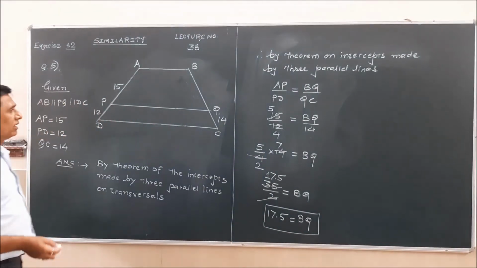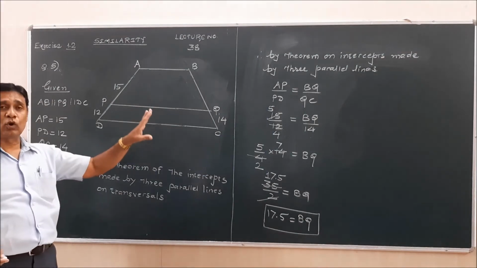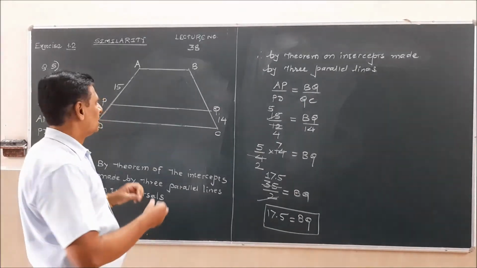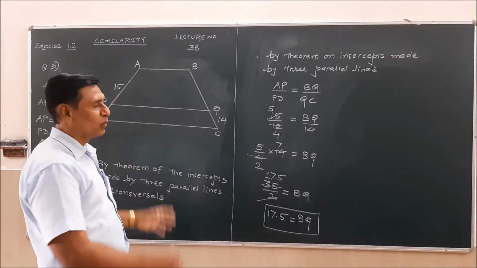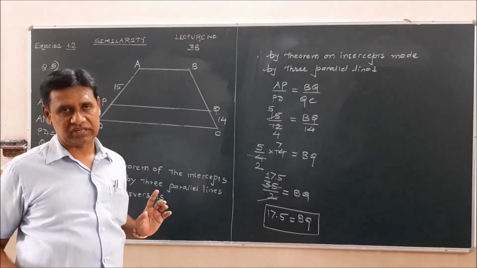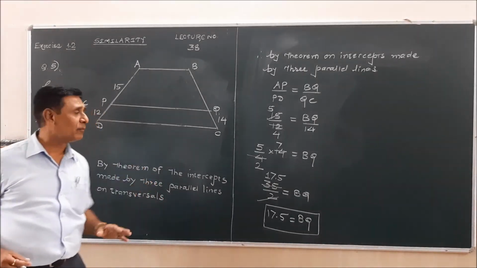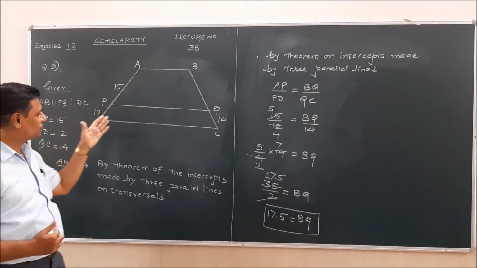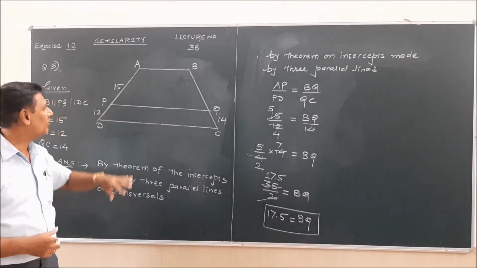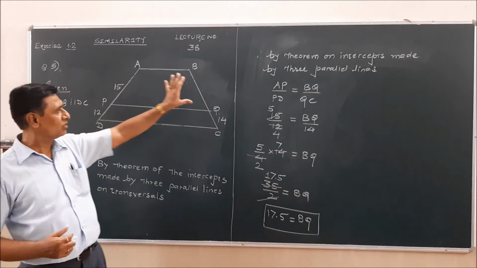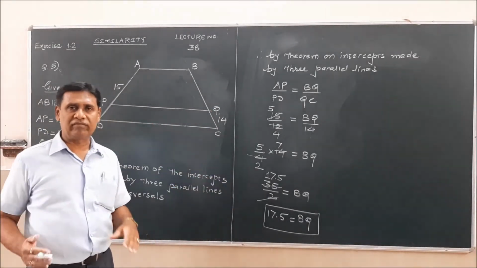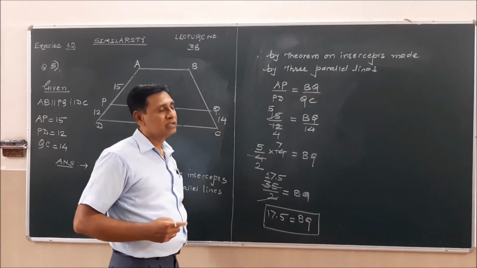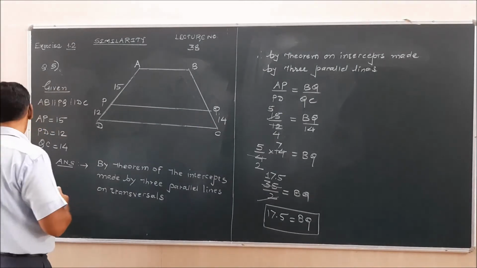What important thing did you study over here? BPT is not applicable. That is very important because most of the time in class, whenever I ask the students, the first spontaneous response comes as BPT. No, that is a wrong statement. That is what I would like to make very clear. This is a theorem based on intercepts made by 3 parallel lines on 2 transversals. The statement AP upon PD is equal to BQ upon QC is correct, as in BPT, but the theorem is what? By the theorem on intercepts made by 3 parallel lines. So this is how you find it, dear students.